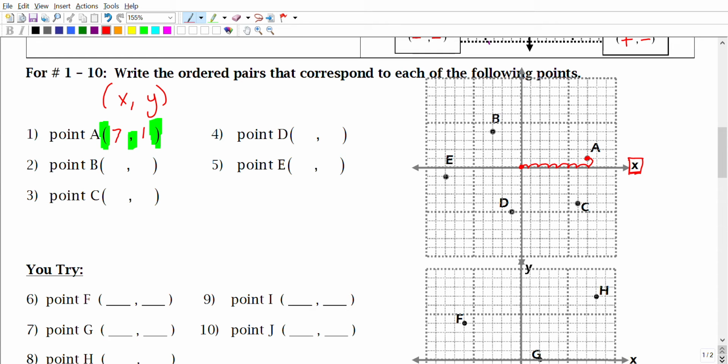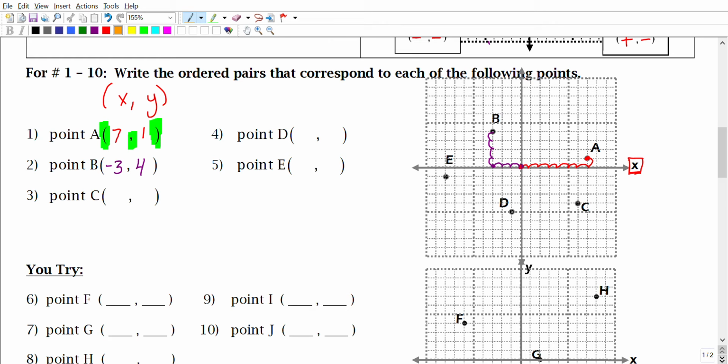So that was point A. Now let's go ahead and find point B. So I'm going to use a different color now. So starting at the origin, I want to get to B. So I'm going to go 1, 2, 3 to the left, which is, again, left means negative. So I'm going to write a negative 3. And I'm actually going to go 1, 2, 3, 4 up. So a positive 4.